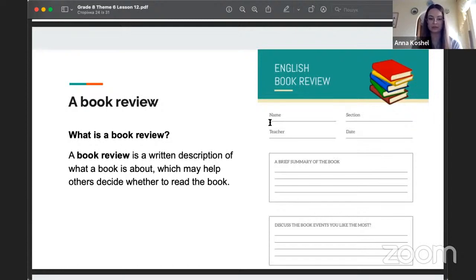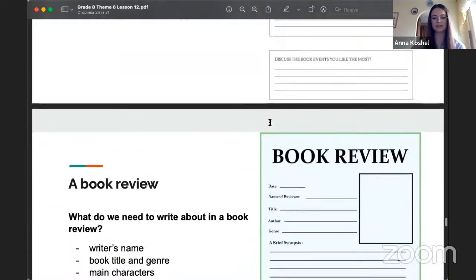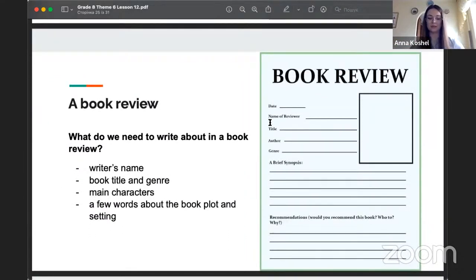On the right, you can see a very good template for English book review that you may use in your English lessons. Праворуч ви можете на картинці побачити, як виглядає чорнетка, так, або draft, який можна використовувати для написання book review. So, let's move to the written description and what do we need to write about in a book review. So definitely we mention the writer's name, then we mention book title and genre, main characters, and it's a good idea to say a few words about the book plot and setting.